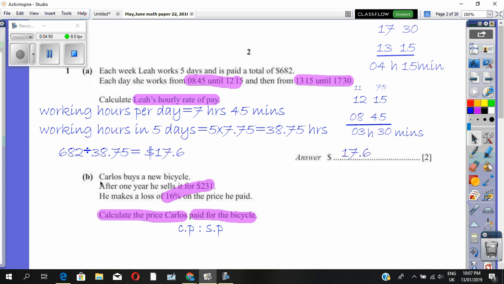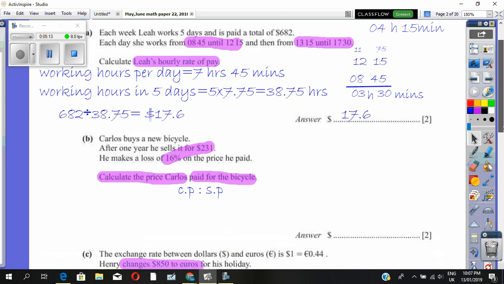B part over here, the same question, question number 1. Carol buys a new bicycle. After 1 year, he sells it for $231, he makes a loss of 16% on the price he paid. Calculate the price Carol paid for the bicycle.